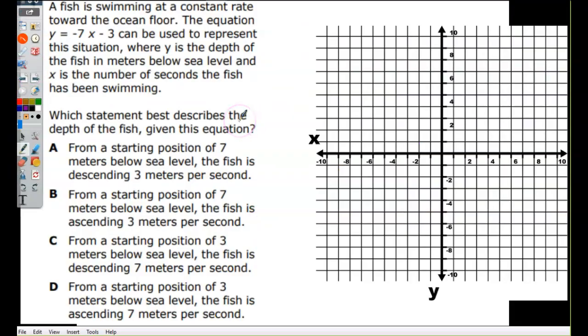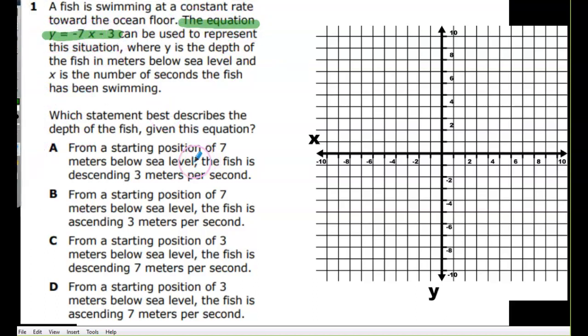So here we have a fish swimming at a constant rate toward the ocean floor. It said the equation, so that seems kind of important to me. The equation y equals 7x minus 3 can be used to represent this situation where y is the depth of the fish in meters below sea level and x is the number of seconds the fish has been swimming. Okay, so I can use y equals mx plus b to build this equation.